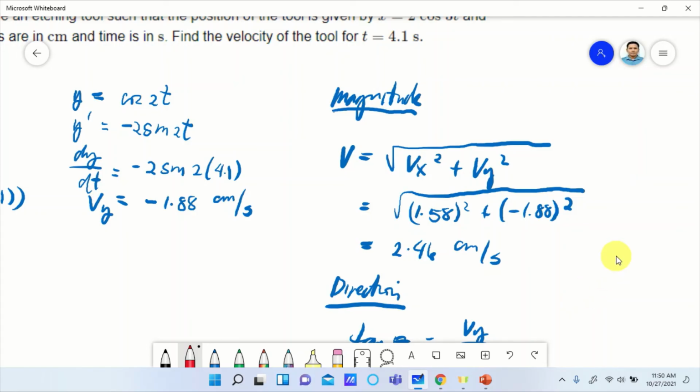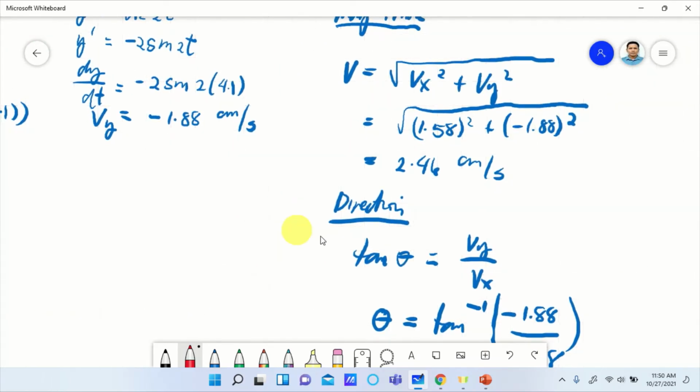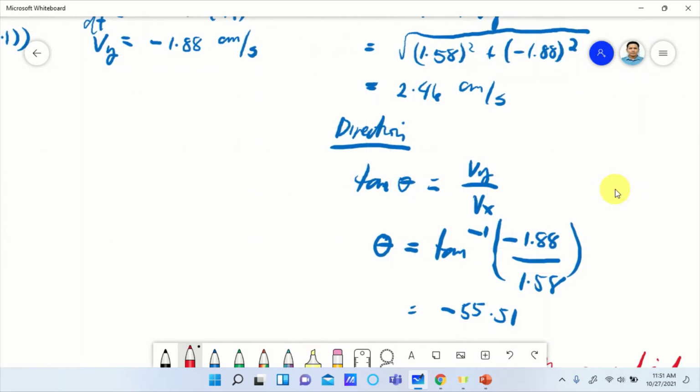Now we are not yet done, because we need to find the direction or the angle. The direction of the moving tool can be solved using tangent theta is equal to the velocity along the vertical axis over the velocity along the horizontal axis, vy over vx. So your theta therefore is equal to tangent inverse of the velocity along the vertical axis, that's negative 1.88, over 1.58. That will give you negative 55.51 degrees.